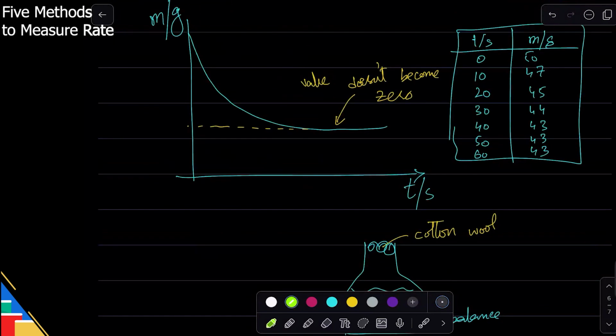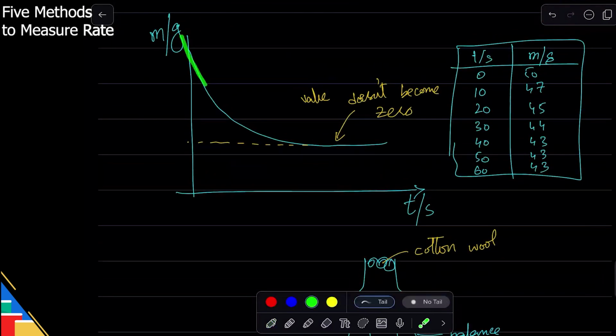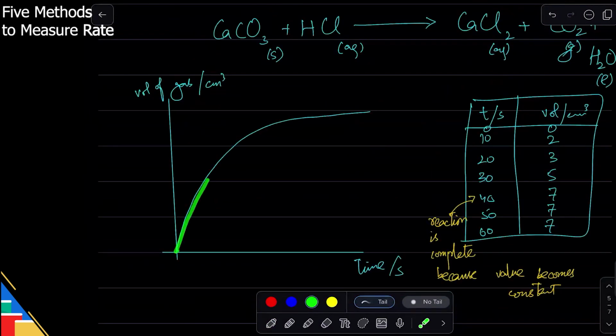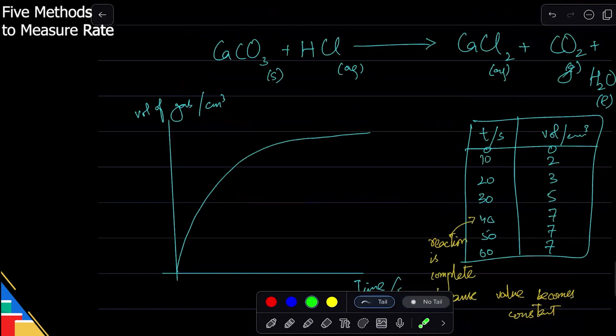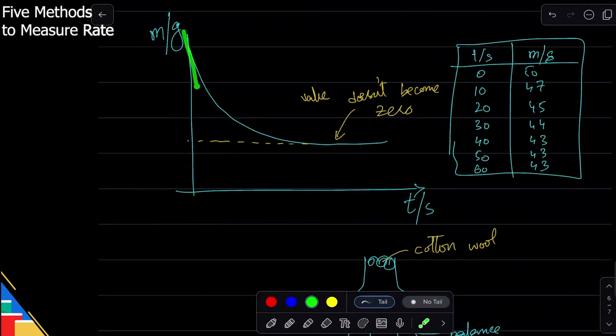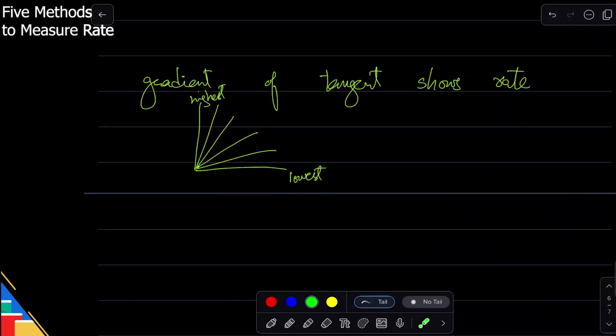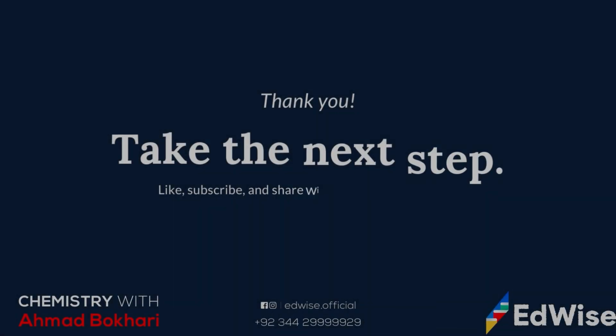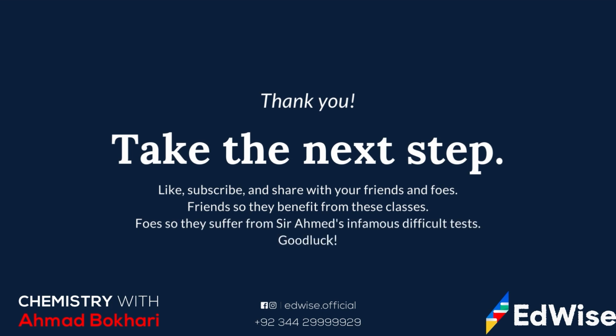So for example, if you look over here, the rate is decreasing. Just draw the tangents. If you look over here, the rate is decreasing because it's becoming less and less steep. And that shows how the rate progresses. So it's fastest in the beginning. That's another important thing: rate is fastest at the start of the reaction.